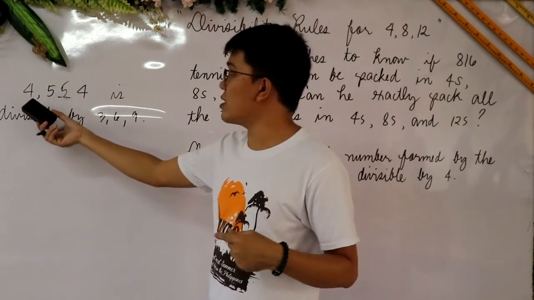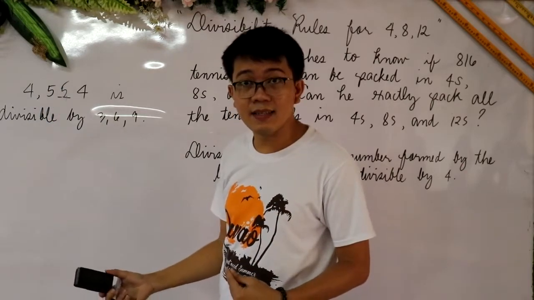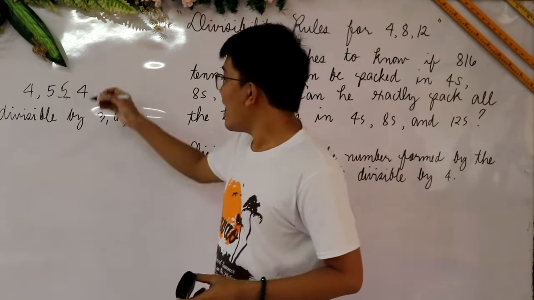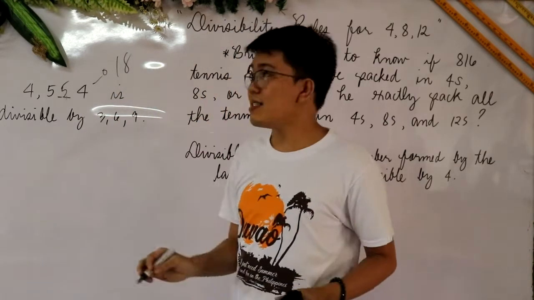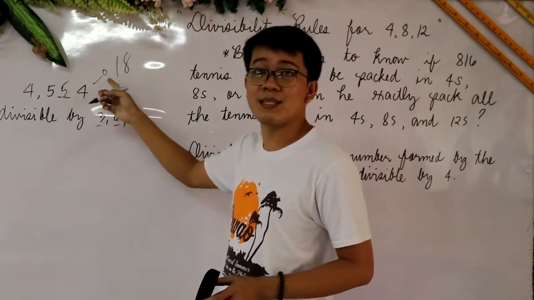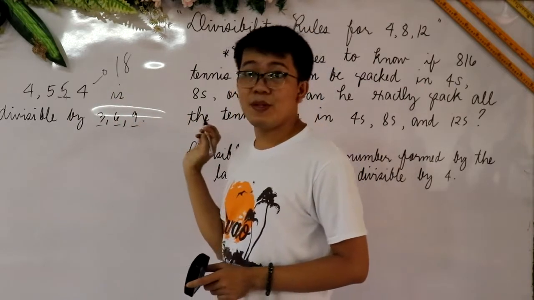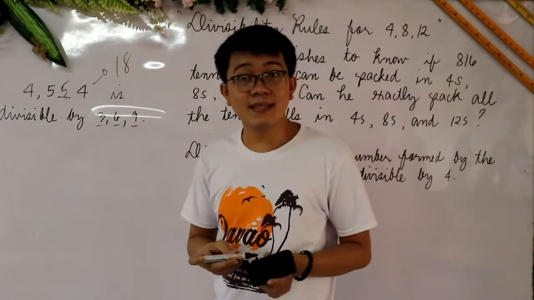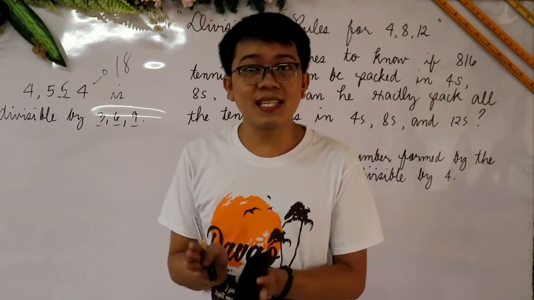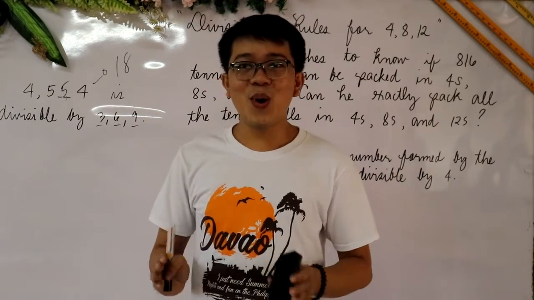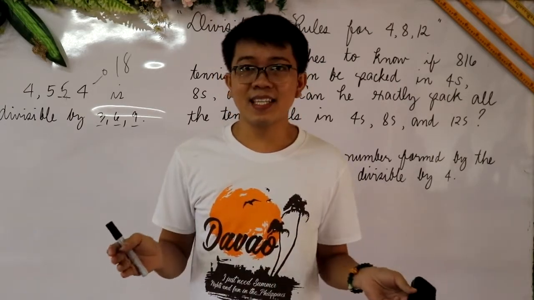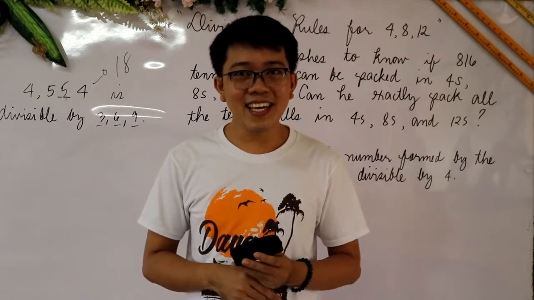If we're going to add all these digits like 4 plus 5 is 9, plus 5 is 14, plus 4 is 18. And 18 is divisible by 3. And it is also divisible by 6 because it's even, and it's divisible by 3. And it is also divisible by 9 because 18 is a multiple of 9. So we say that the smallest missing digit is 5. So for those who got the correct answers, congratulations. And for those who did not make it, just do better next time, okay?